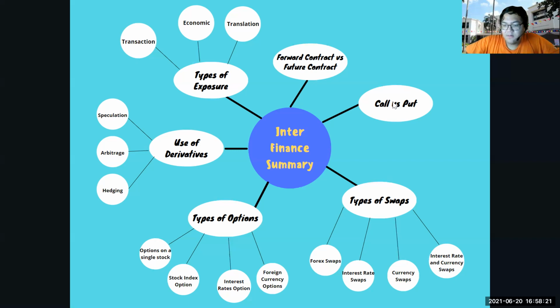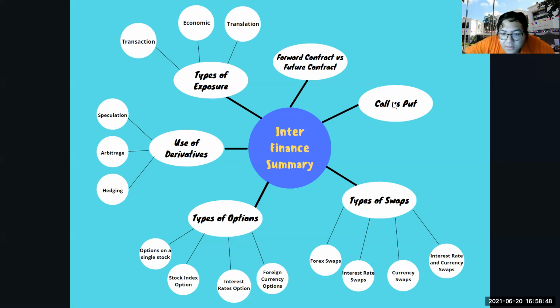Put options are available on a wide range of assets, including stocks, indexes, commodities, and currencies. Put option prices can be impacted by the change in the price of the underlying asset, the option strike price, time decay, interest rates, and volatility. I've already discussed call versus put options.